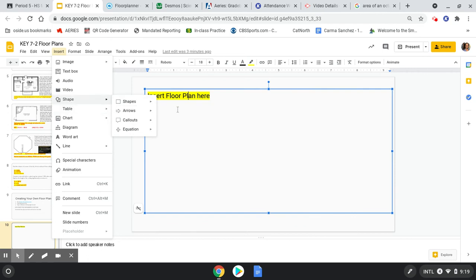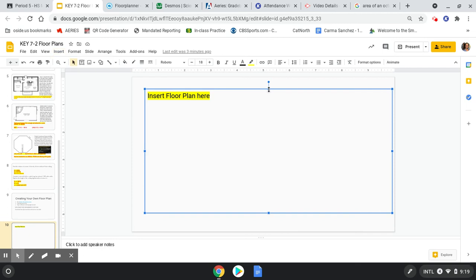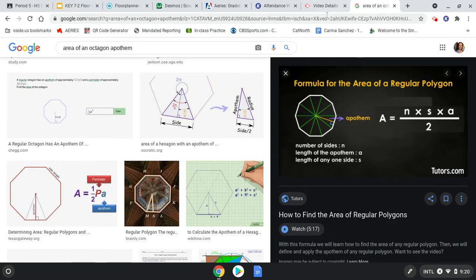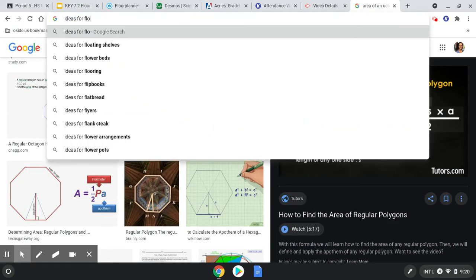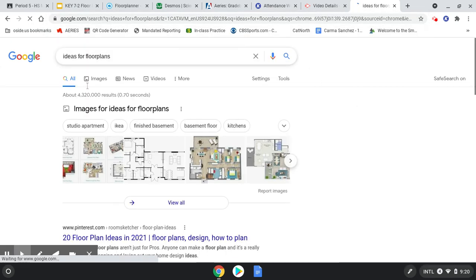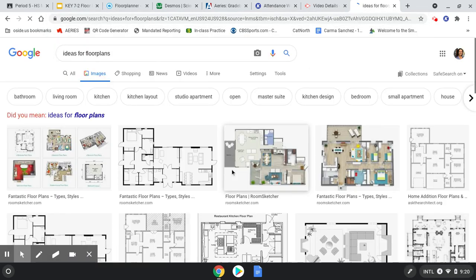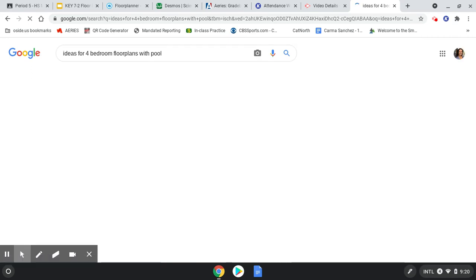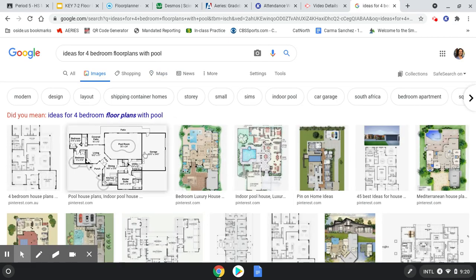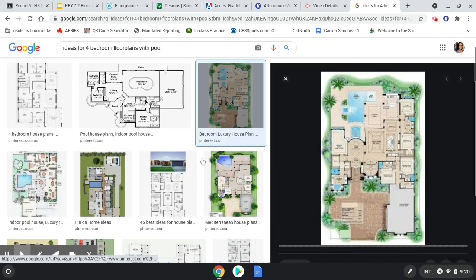But some students just hand draw it. Some students just hand draw it because it's easier for them, right? You can get ideas for floor plans by going on here and looking at different images. So, ooh, I like this floor plan. It has this. You can even put in specifics like ideas for 4-bedroom floor plans with a pool. I don't know. Whatever you might think that would be exciting for you. And then you can click here on these different images.